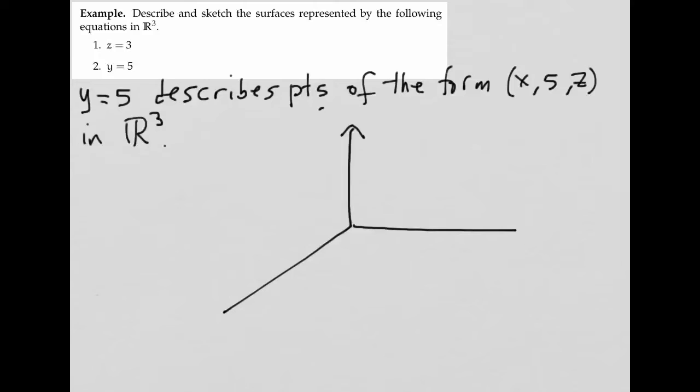Here are the axes, the z-axis, x-axis, y-axis. So we look at the point (0, 5, 0). X and z are 0 and y is 5. So we go 1, 2, 3, 4, 5. Our plane must go through this point and is going to be perpendicular to the y-axis, or in other words, parallel to the xz plane. So we'll draw something like this.